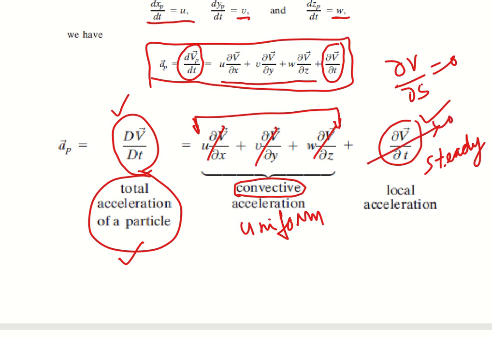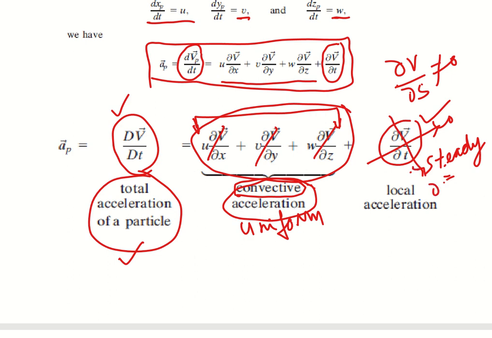So acceleration is 0. But suppose it is steady and it is non-uniform. Non-uniform means del v over del s is not equal to 0. In that case, this term exists, which is due to convective, and this term will remain 0 because flow is steady. So this convective term will give you acceleration.